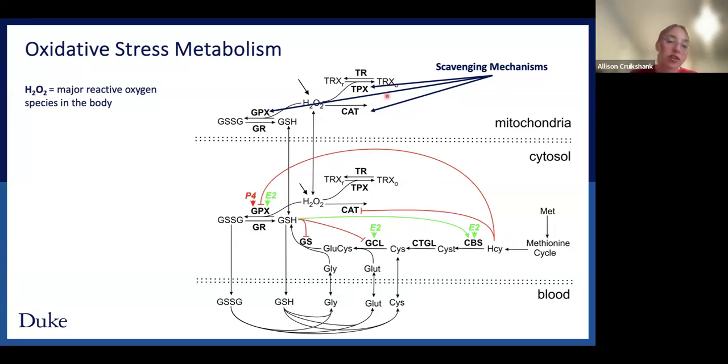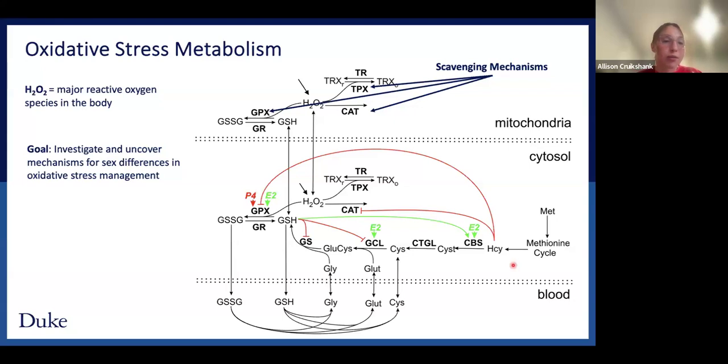Importantly, these inhibitions do not go into effect until very high levels of homocysteine. So we really only included this in this model because we wanted to model a disease, but I won't have time to talk about that today. But if you are interested in that, I'm happy to talk to you more about that later. But yeah, our goal was to investigate and uncover mechanisms for sex differences in oxidative stress management. So we wanted to analyze the effect of estradiol and metabolites at steady state and during the menstrual cycle.